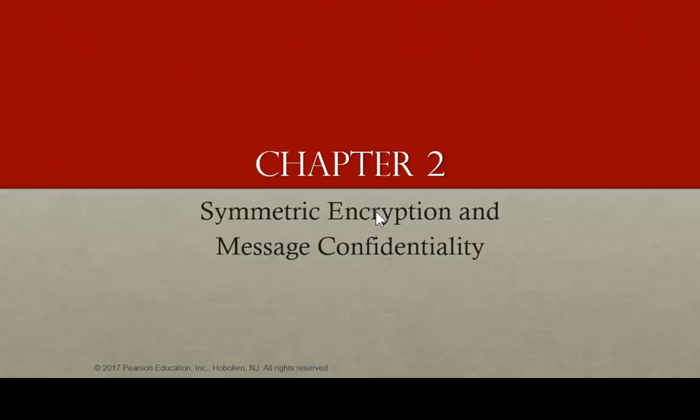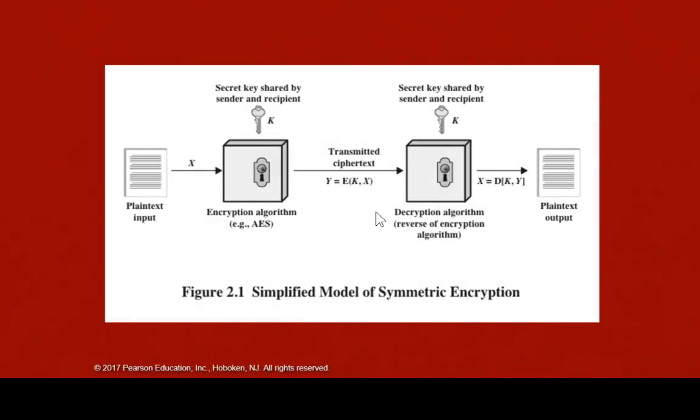This chapter is on symmetric encryption and message confidentiality. A symmetric encryption scheme has 5 ingredients.